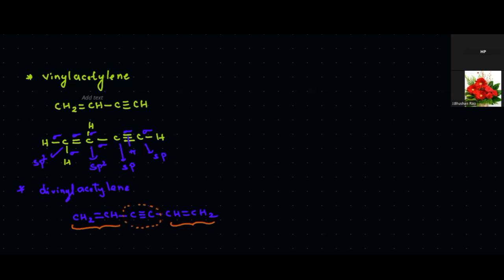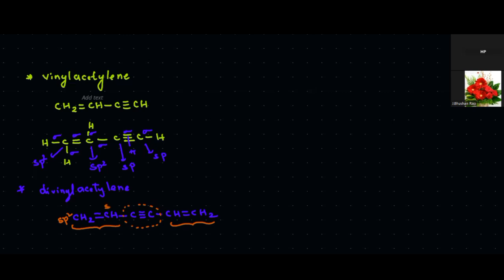In the divinyl acetylene molecule, identify the number of bond pairs: 2 plus 1, 3. 3 means it is sp2 hybridized. Again here, 1, 2, 3: 1 hydrogen, another bond 2, this is the 1 sigma. Totally 3, so it is also sp2.